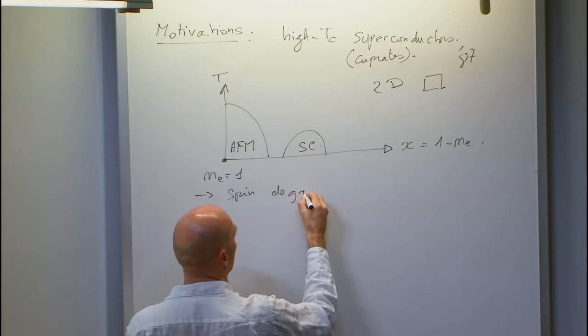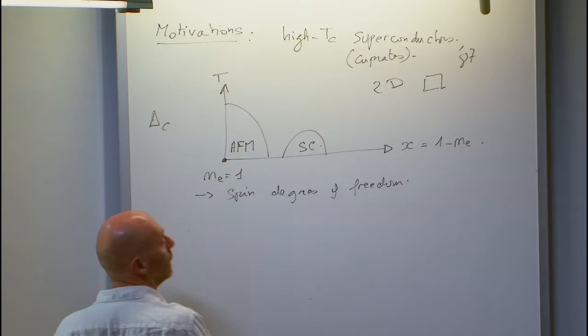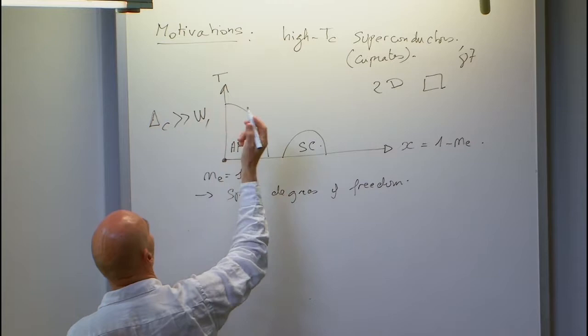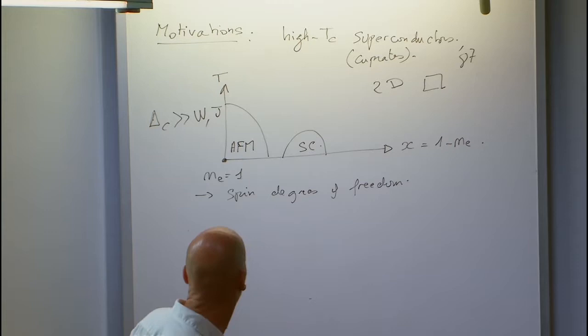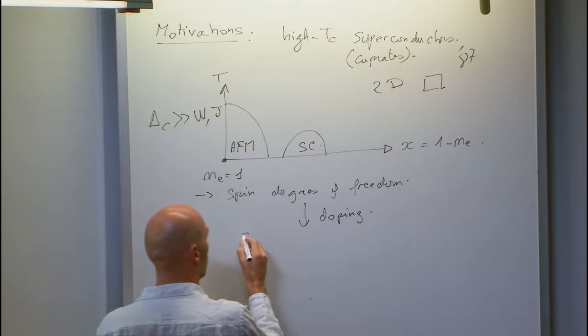So I can consider that I have some energy scale for the charge excitation, which is the charge gap, which is very, very large compared to all parameters in the problem, like the bandwidth or the magnetic coupling constant. So I can forget about the charge degrees of freedom. And then I will change the stoichiometry of the material, and then I will introduce charge. So this is what we call doping. And now the charge degrees of freedom appear in the problem.